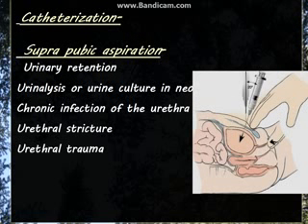Then it can be obtained by catheter, and the other is suprapubic aspiration, in which the needle is inserted above the pubic bone, and it has specific indications. These are urinary retention, urine culture in neonates, chronic infection of the urethra, urethral stricture, and urethral trauma. In these cases, suprapubic aspiration can be done.